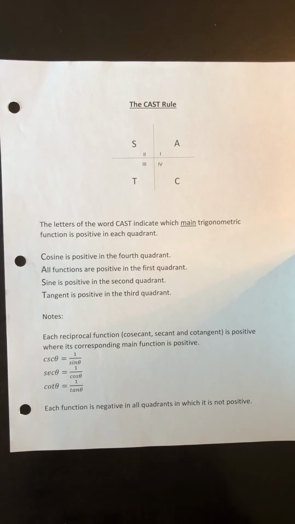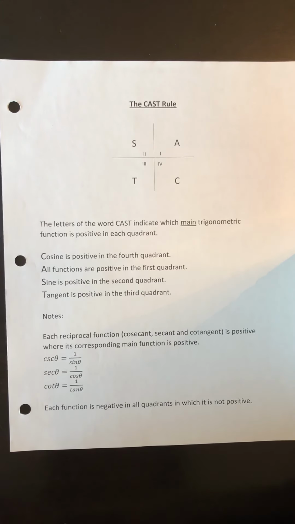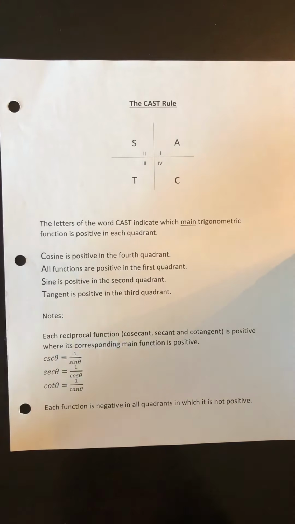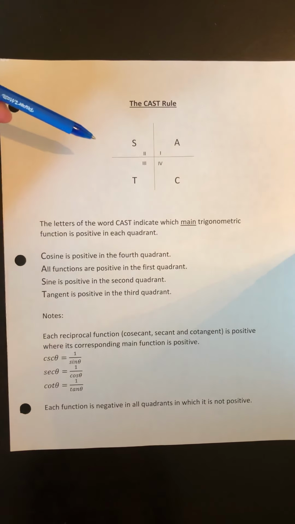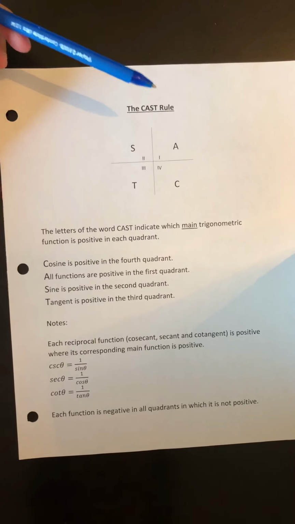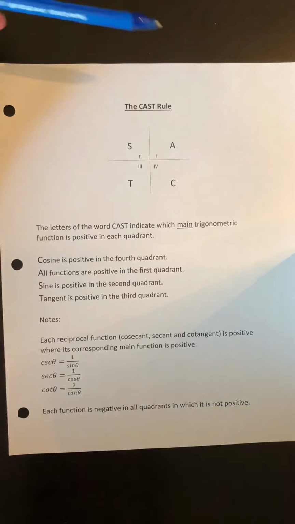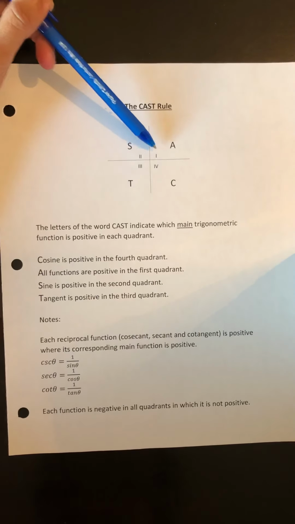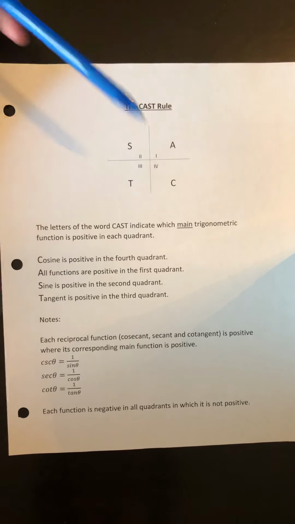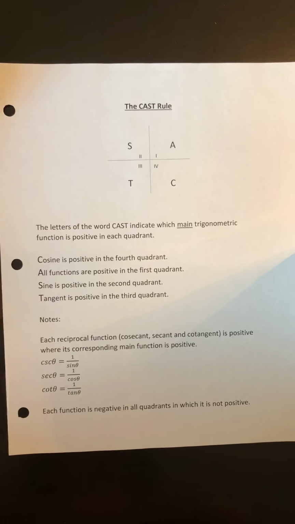This is a short video on the cast rule. The cast rule is really just a memory aid or mnemonic device. To use it, we start with our Cartesian coordinate system. You can see that I have divided up the XY plane into 4 quadrants, so we have quadrants 1, 2, 3, and 4 respectively.